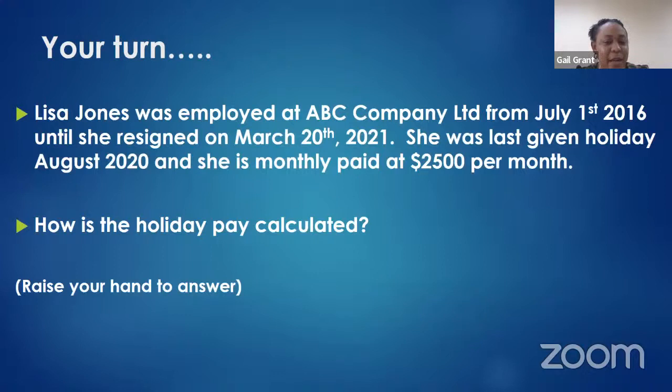Lisa Jones was employed at ABC from July 1st, 2016 until she resigned on March 20th. She was last given holiday in August 2020 and she's monthly paid. How is the holiday pay calculated?